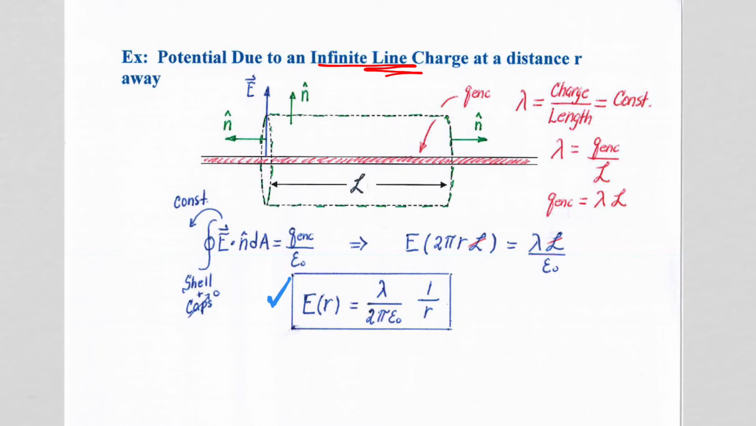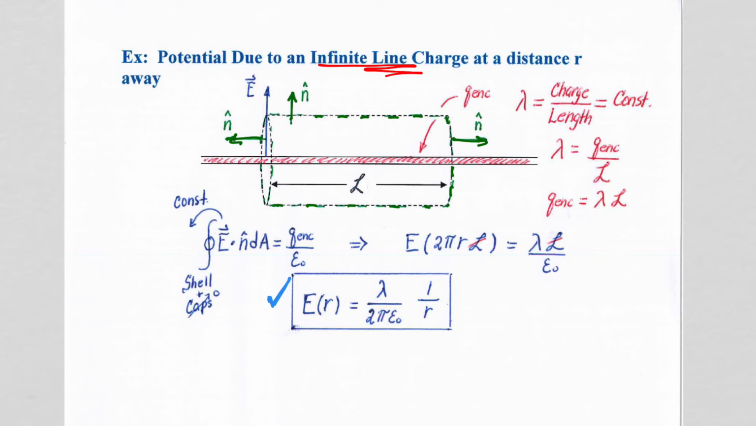Okay, hopefully this calculation looks familiar to us. We use the Gaussian surface of this cylinder coaxial to our wire. It's a finite cylinder, and that's okay. We'll see why in a moment. We have a Gaussian surface with two end caps, an n hat over here, an n hat over here, and then an n hat on the shell.